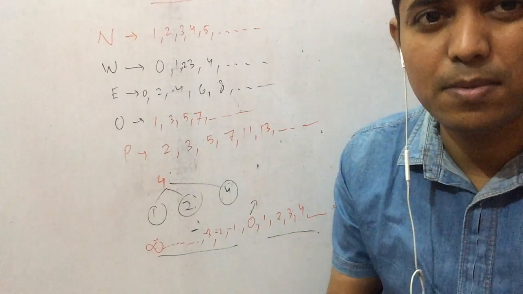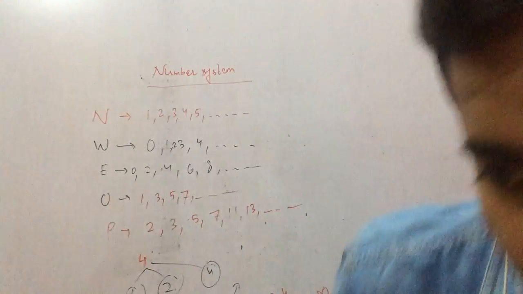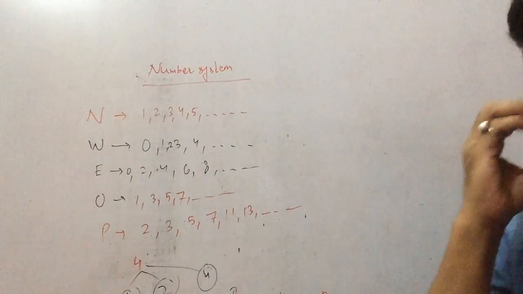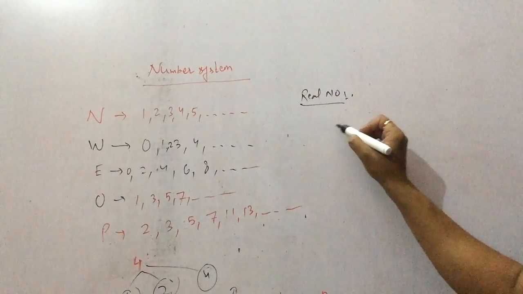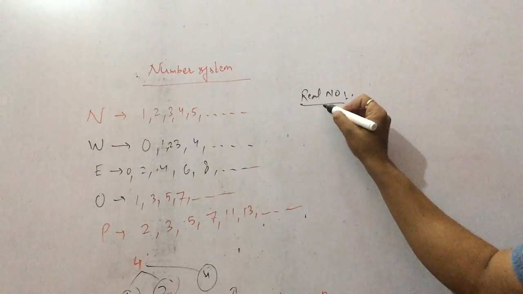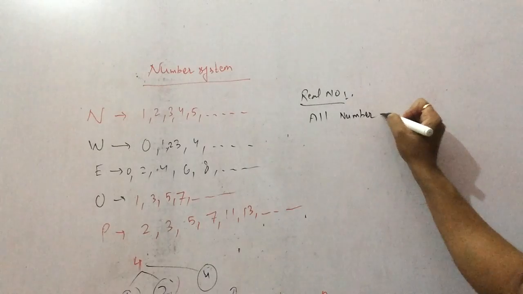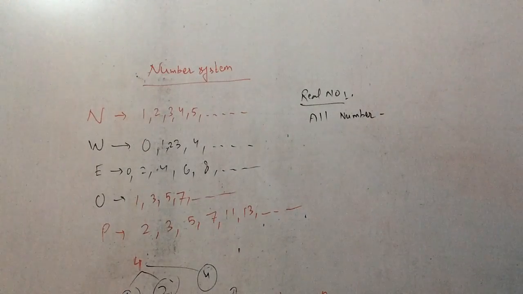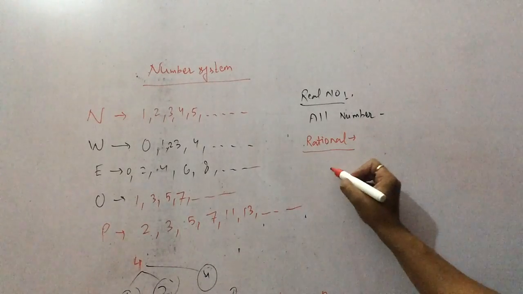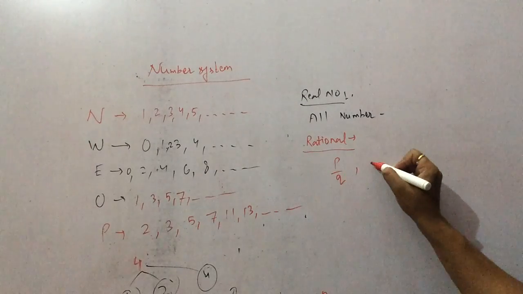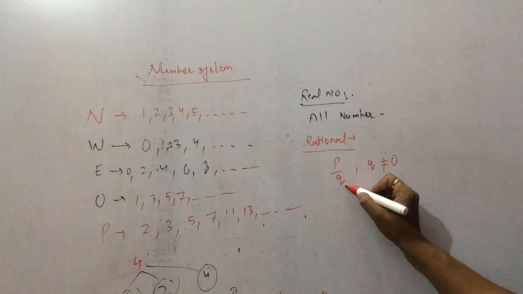Let's talk about the real numbers. When I talk about real numbers, all numbers in the universe are real numbers. So when we talk about the rational number, a rational number is a number which can be written in the form p by q, p upon q, where, most important thing, q is the denominator and cannot be equal to 0.